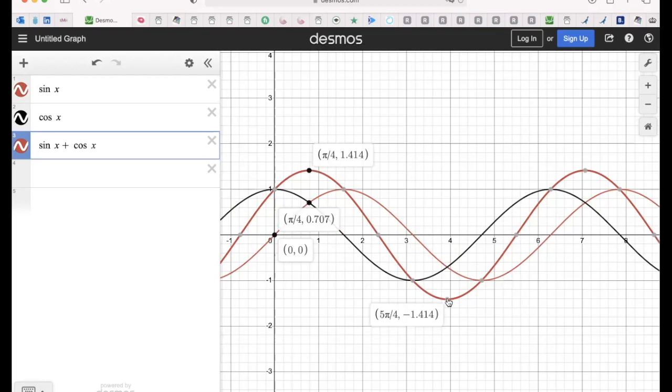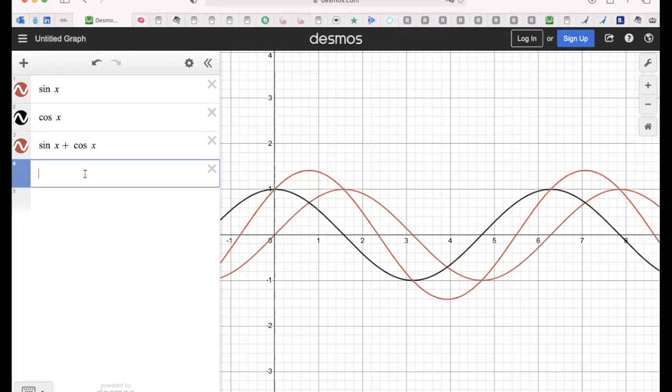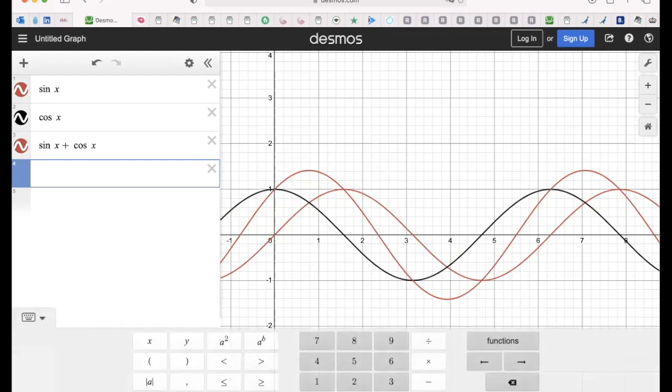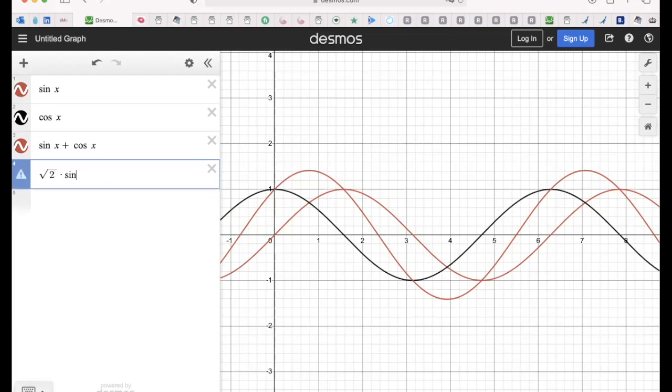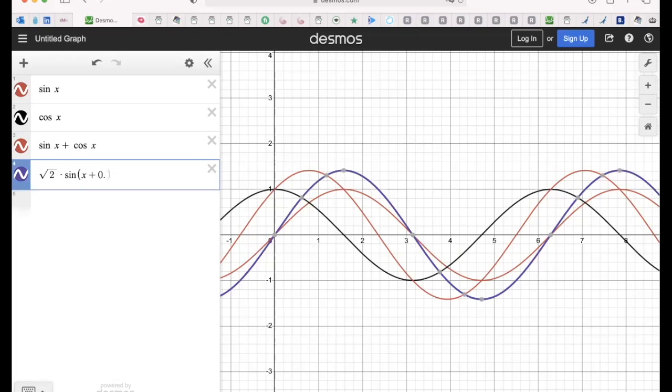So what we want to be able to do is do this for any curve. So I'll just show you what those two things have generated. I'm going to put in what the actual value is. It's root 2, times sine x plus pi by 2, which is 1.57 divided by 2, so 0.785, sorry, 0.785, there we go.